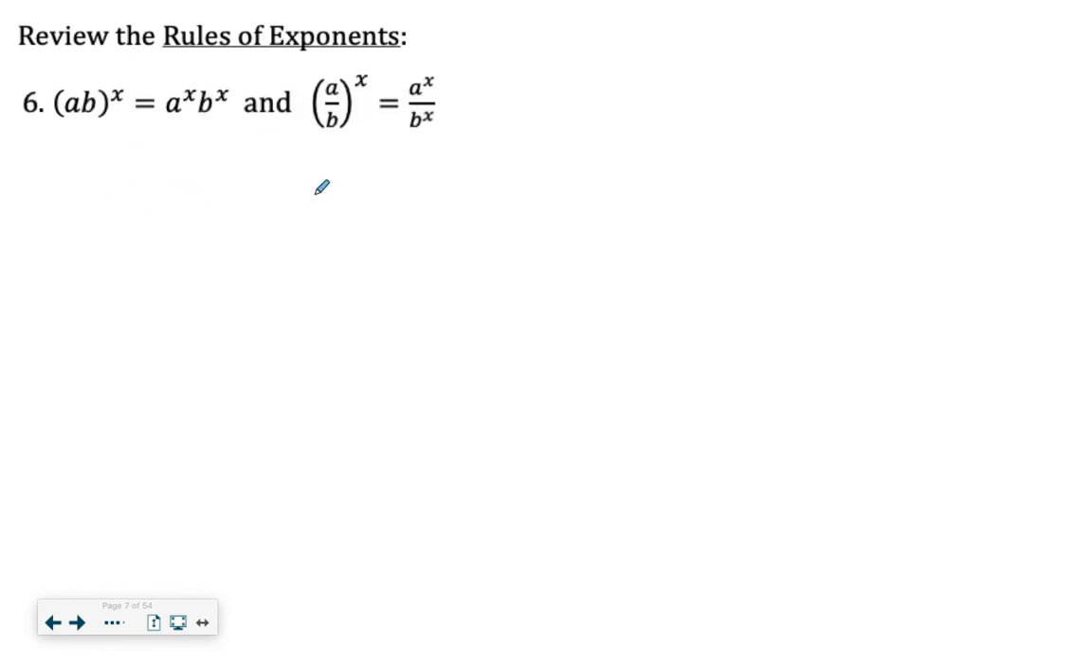And our final rule is if I have 2 things being multiplied or 2 things being divided and that whole thing being raised to a power, then I can just essentially distribute the power to both of those. So an example of that would be, if we've got xy to the second power, this would just be x squared times y squared.